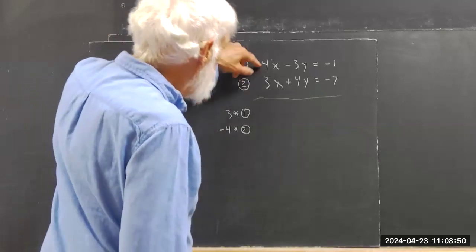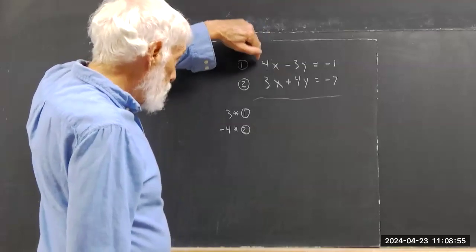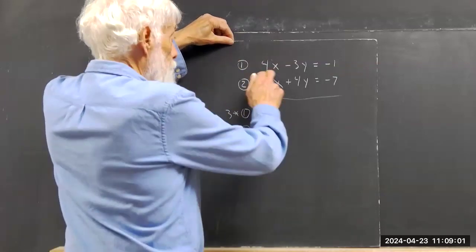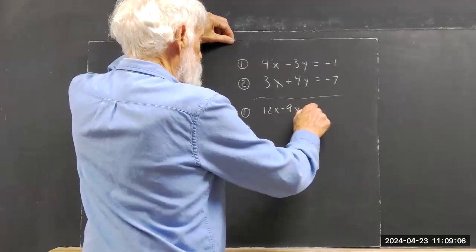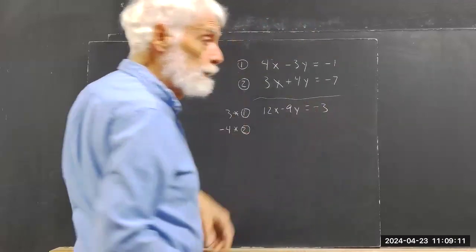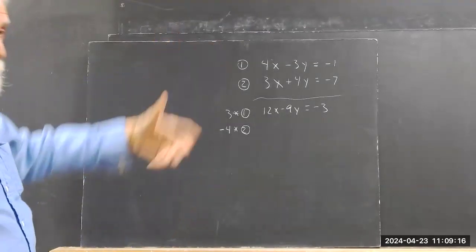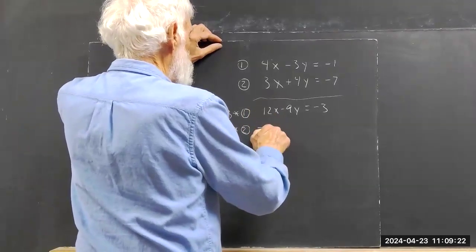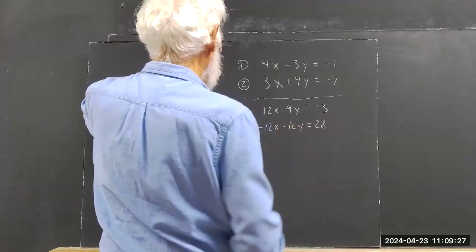Well, 3 times the first equation, to multiply 3 times this side, well, by the distributive law, that's going to be 3 times 4x minus 3 times 3y. So I'm just going to multiply every coefficient by 3. I get 12x minus 9y. And I've got to remember to multiply this side by 3, otherwise I've unbalanced my equation. I don't want to do that. I walk around unbalanced too often. I don't want my equations to go around unbalanced. All right. And then -4 times the second equation is going to give me -12x minus 16y equals 28.